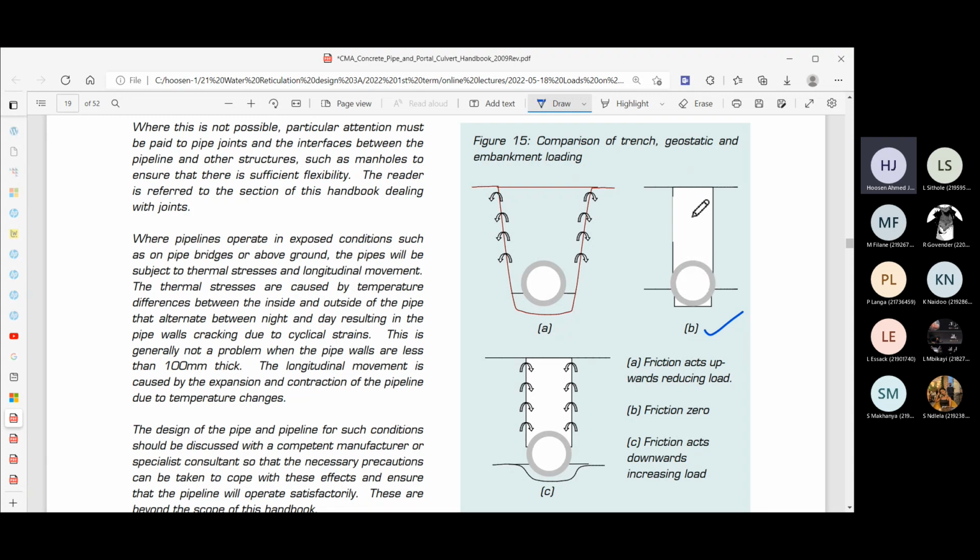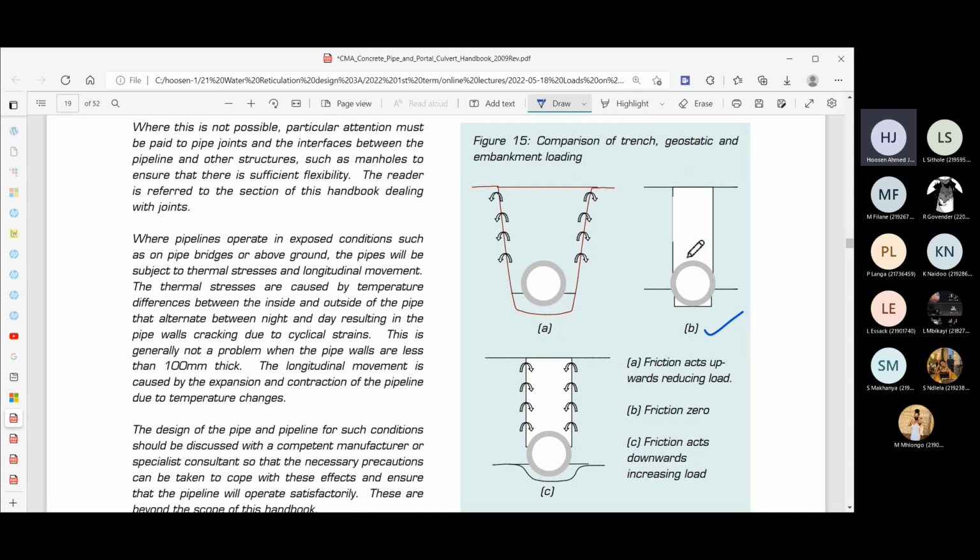There is no load on the pipe itself. Nothing is being applied to the pipe, so it's not carrying any weight above it. If you were to then backfill this pipe with soil above it, the backfill soil may not be exactly the same soil as the soil that's in the ground.